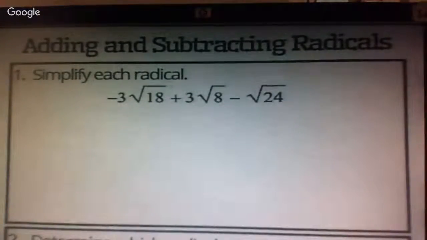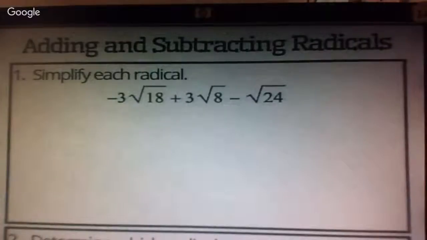Okay. So, adding and subtracting radicals. We have to have like terms, just like you had solving a polynomial. So, what I'm talking about is this. If I gave you something like 2x squared minus 7x plus 3x squared plus 2x, how would you handle this? Combine like terms.